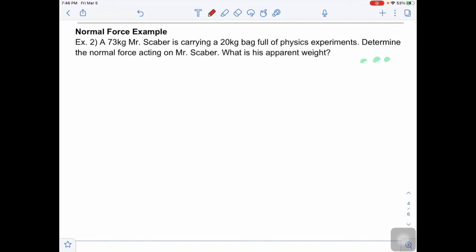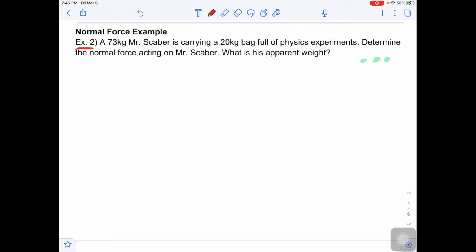So now we're going to do a normal force example, but in this example, we're not just going to be standing still. We're going to have an applied force on us. So for this example 2, a 73 kilogram Mr. Scaver is carrying a 20 kilogram bag full of physics experiments. Determine the normal force acting on Mr. Scaver. What is his apparent weight?